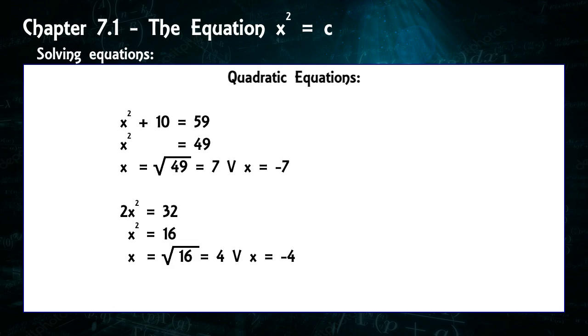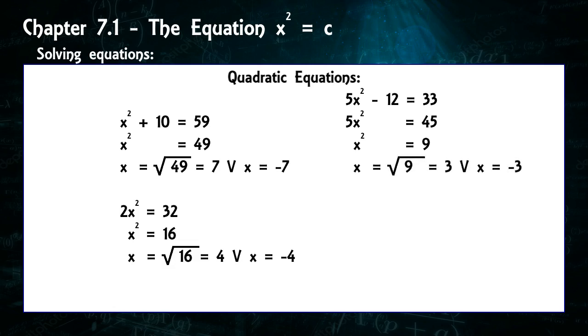The equation 5x squared minus 12 is equal to 33. We solve this equation by following the rules of the balance method. First we make sure that all the numbers are on the right hand side. So we add 12 and receive 5x squared is 45. Then we divide by 5 to receive x squared is 9. Finally, we take the square root of 9 to receive 3 as our answer, meaning x is 3 or x is minus 3. As a side note, instead of writing the word or, I use this symbol.